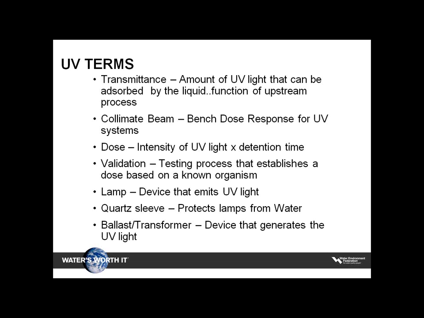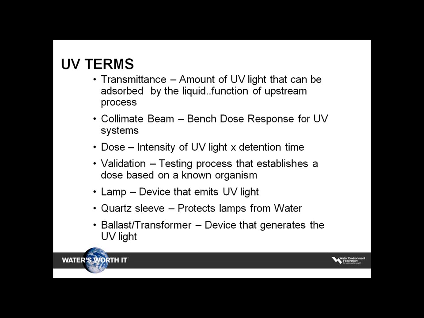So we can have impacts from industrial users off-site, which is upstream, as well as impacts from our different wastewater treatment processes. The second item is called collimated beam. This is a dose response for UV systems. Oftentimes this term gets confused with the fourth term, validation, but this is actually a test where one would go into the laboratory and expose samples to different doses of UV light, which leads us to our next item, which is dose, which oftentimes is referred to as intensity of the UV light times detention time. Dose is our critical parameter.